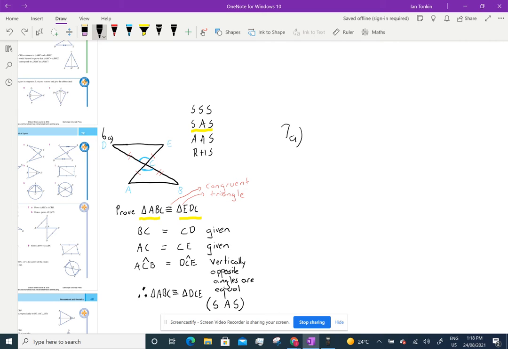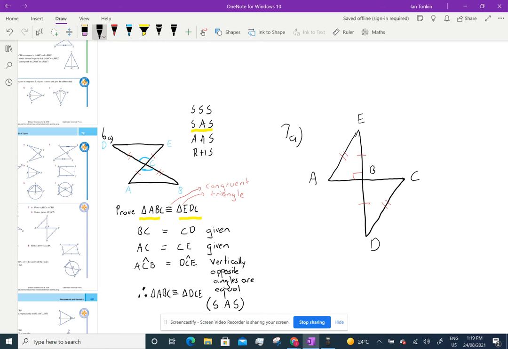So draw your diagram. Label it. What have we got? A, B, C, D. And what do we know? Well, they tell us that that's 90 degrees. They tell us that that and that are the same. And they tell us that that and that are the same.